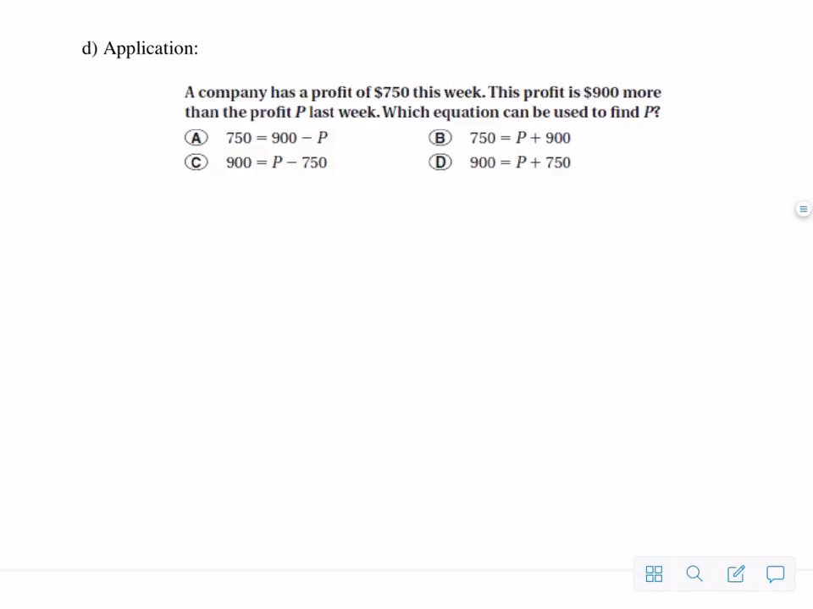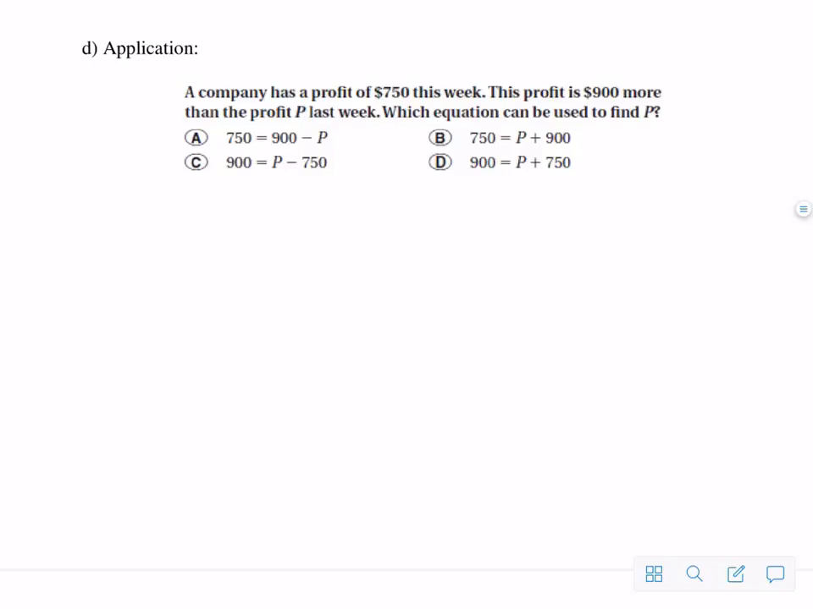Let's look at an application of this. A company has a profit of $750 this week. This profit is 900 more than the profit P of last week. Which equation can be used to find the value of P?